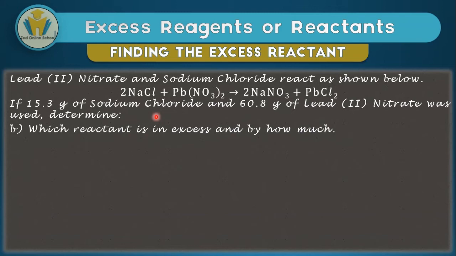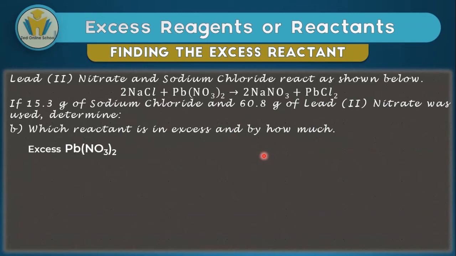Hence, you will have to do the same calculation, but since we've done it already, we know that the one in excess is the lead 2 nitrate, and the only thing we're going to worry about is how to find by how much that lead 2 nitrate is in excess. We're going to do something very simple. We're going to use the number of moles still. Remember, this is the mole concept, and we'll be using a lot of the mole.